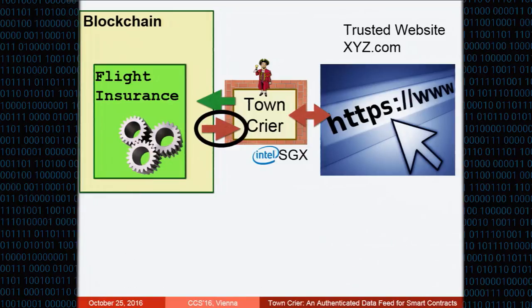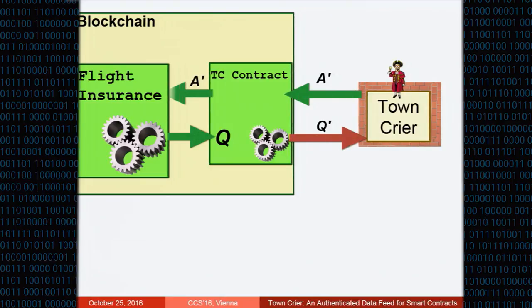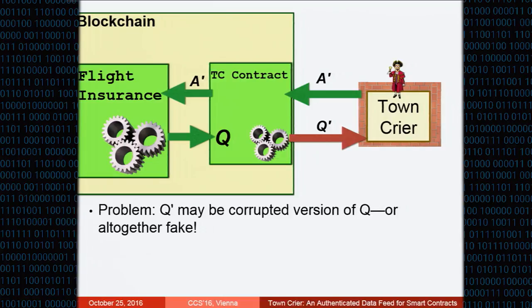Okay, let's move on to the second one. So remember that Town Crier works by answering queries from relying contracts. So the front end will forward the queries, and Town Crier will send back answers. The problem here, however, is this Q might not be Q prime, because the adversary is controlling the network.